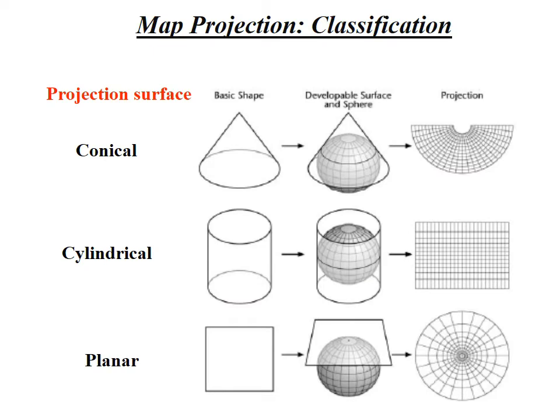For example, if you look at the projection surface here, the spherical earth is kept on the projection surface, which is conical, and all the objects on the earth are transferred onto the sides of the cone, and then the cone is cut and you get the information on the projected surface. So here the projection surface is a cylinder, and all the objects on the earth are transferred onto the cylindrical plane, and the cylinder is cut and then it is opened to get the projected information. Similarly, the projection surface here is planar, where the plane is kept at the required place and then the objects are transferred.